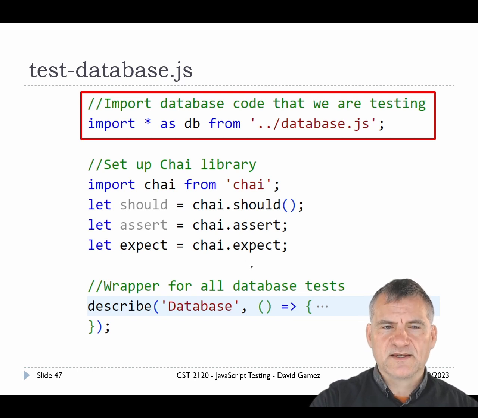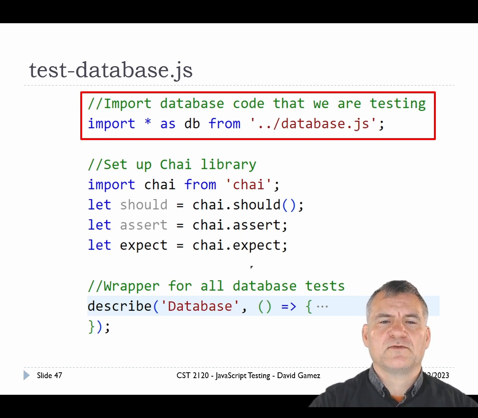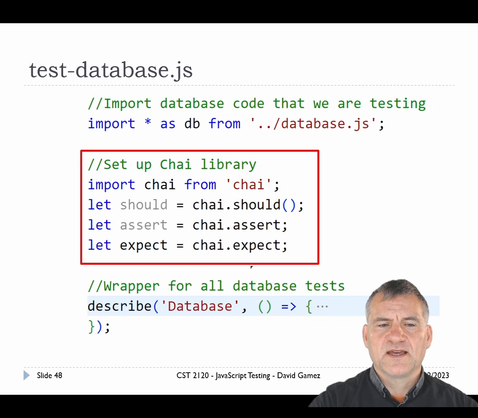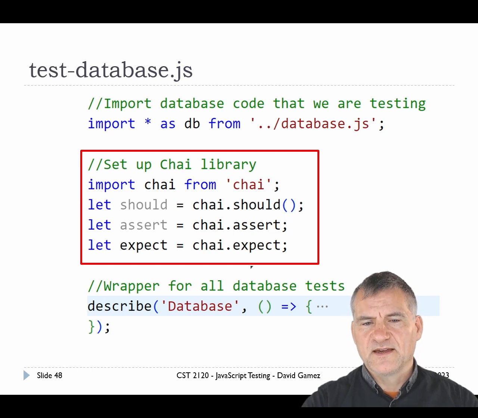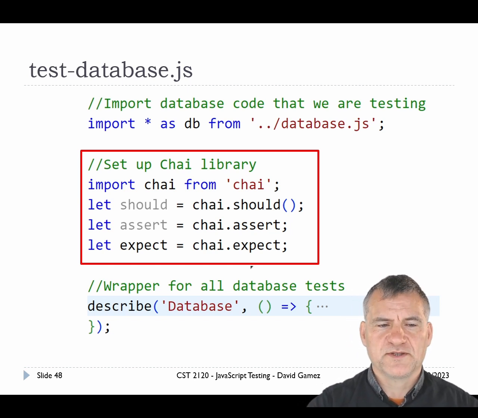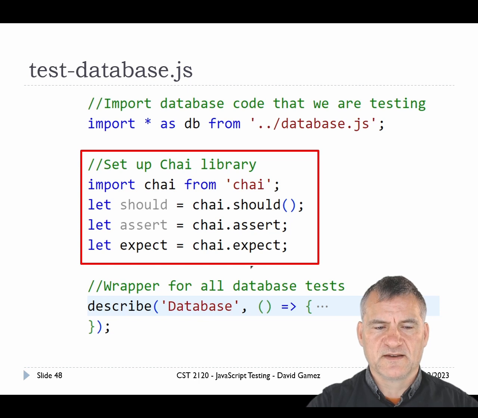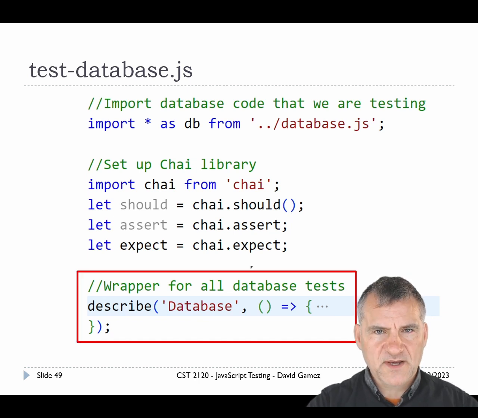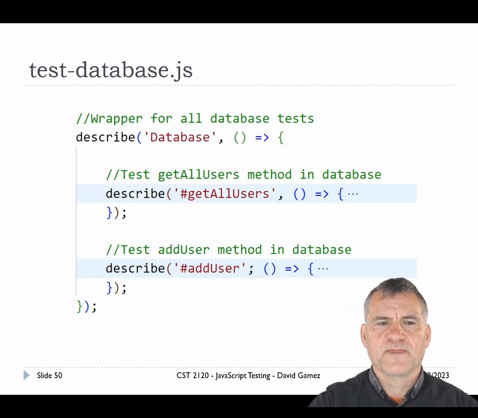In my test, I can then import those functions as well, again as a DB object. I can then set up the Chai library, so remember I have to install the Chai module, and here I'm only using expect, I think, but I've just shown you can import the shoulds and the asserts and all this kind of stuff, yeah? Then we have the same kind of wrapper as for the client-side code, in which we have the describe and all this kind of stuff.